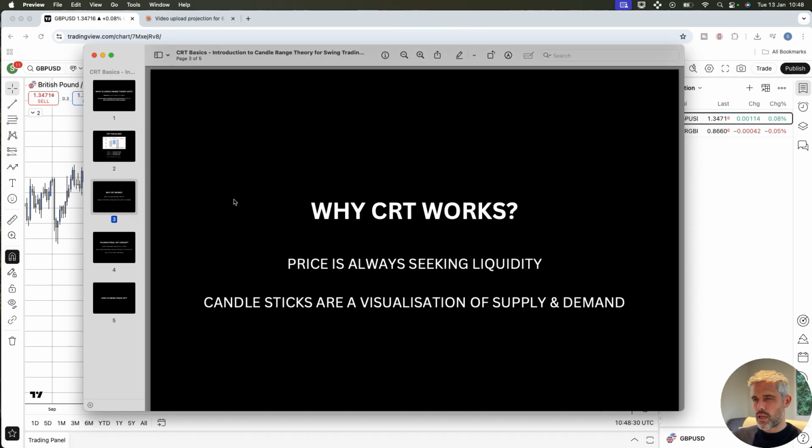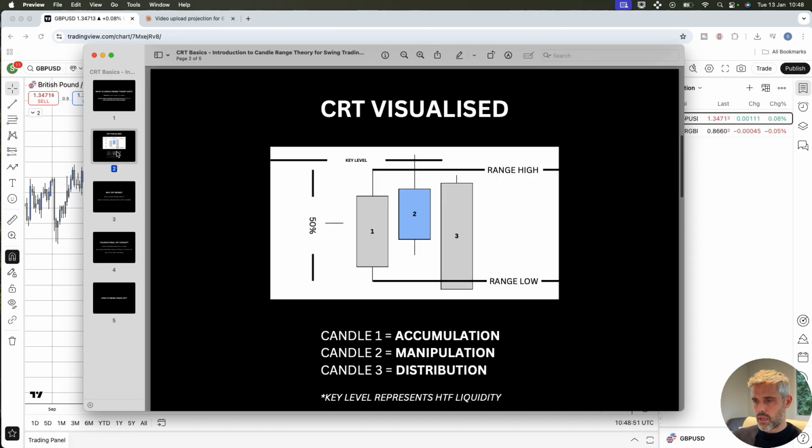And if we just talk quickly about why this works, price is always seeking liquidity. Liquidity drives every large Forex financial market out there. Price is seeking liquidity in the market. And candlesticks are a visualization of supply and demand. So if we take this candle 2 and we just think not about candlesticks, but just about what is happening. Price is trading up at this point. Let's assume this is a bullish candle. Don't worry about bullish or bearish right now. We just had a candle that printed, and let's assume that price is trading up.